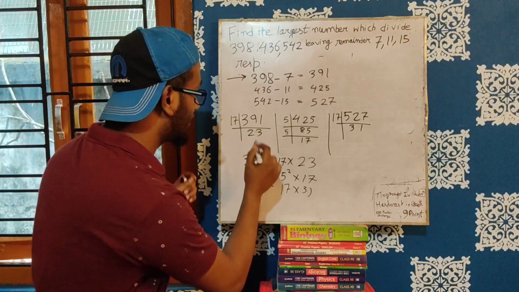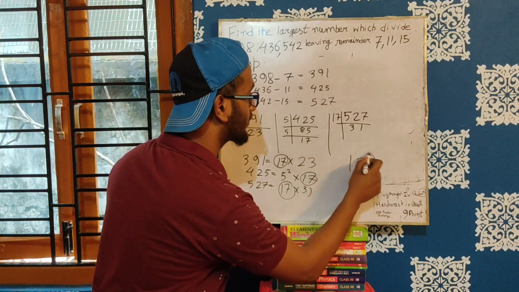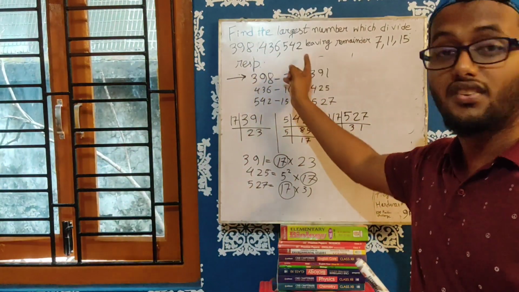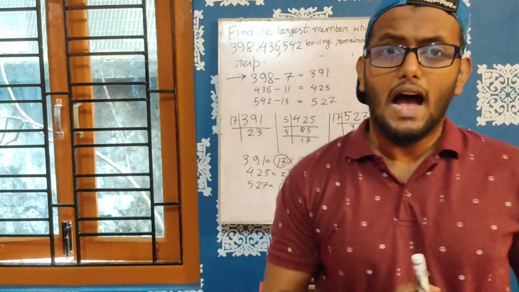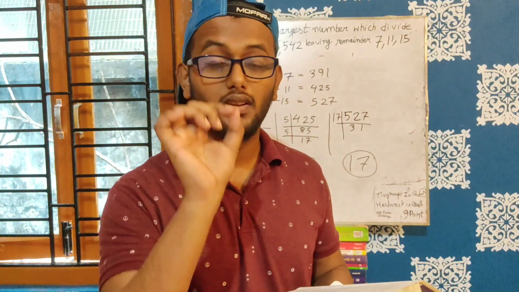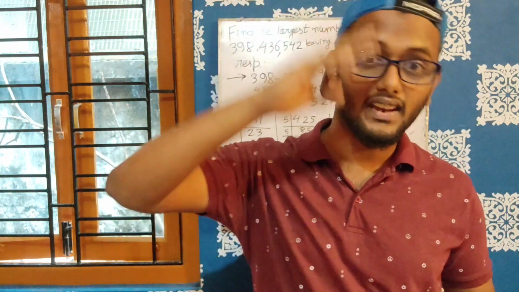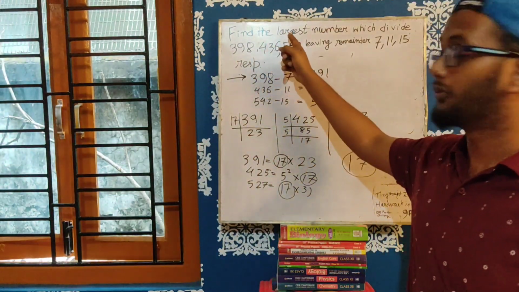So what is common in all the prime factorizations? 17, 17, 17. So 17 is common. This means 17 is the largest number which divides all the three numbers, leaving remainder 7, 11, 15 respectively. I hope you have understood this problem. There are several types of problems, but I have shown the first type of how to solve this. This is the fourth type of successive division method, and in the fourth type there are various more types. These are sub-cases, and this is sub-case one: how to find the largest number.